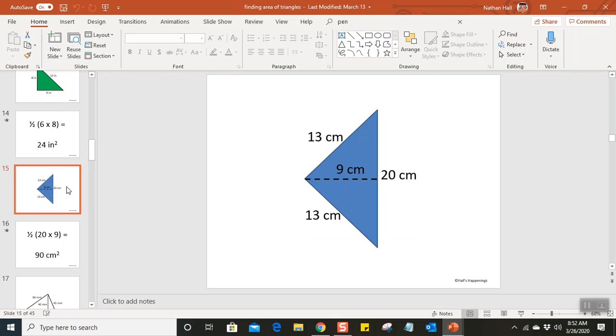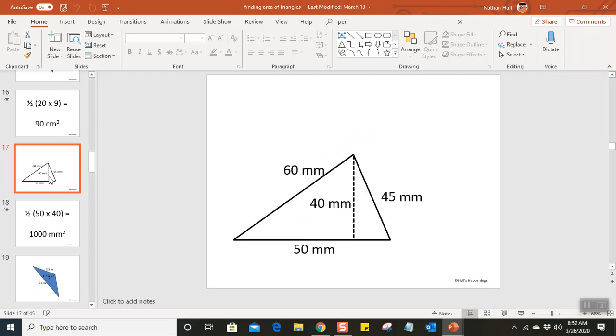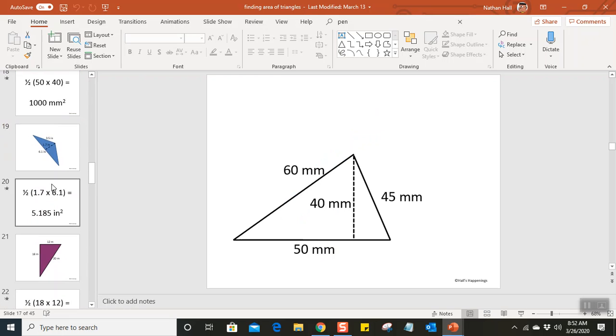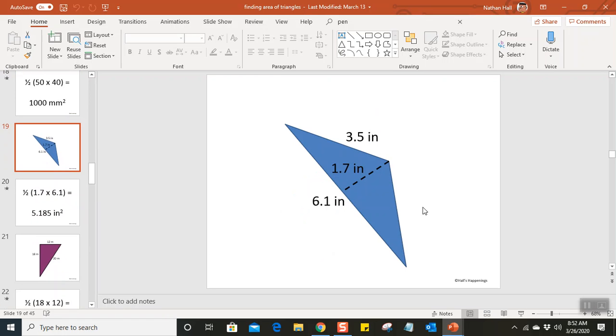Okay, look at this one that's sort of sideways. This time, again, I'm looking for the perpendicular sides. So 9 and 20. I'm going to ignore the 13s. So 9 times 20, and then do it in half. So 20 times 9, 2 times 9 is 18, 180. Then half of that is 90. So sometimes it's inside. Here's one that's kind of slanty. Again, look for the two that are perpendicular to each other, and then you need to divide in half.